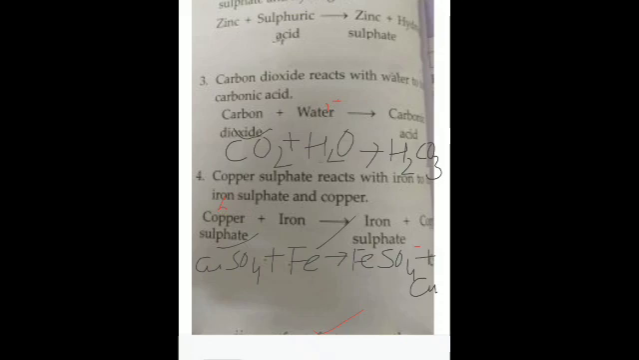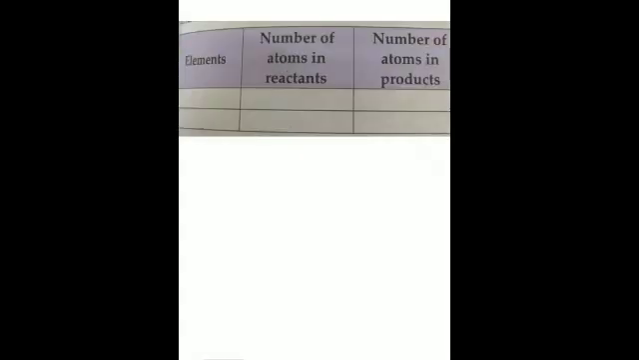So let's take another example, that is hydrogen plus oxygen gives you water. So you write, now hydrogen is written in the form of hydrogen molecule, it is not written as H only. So we have H2 plus O2 gives you H2O.